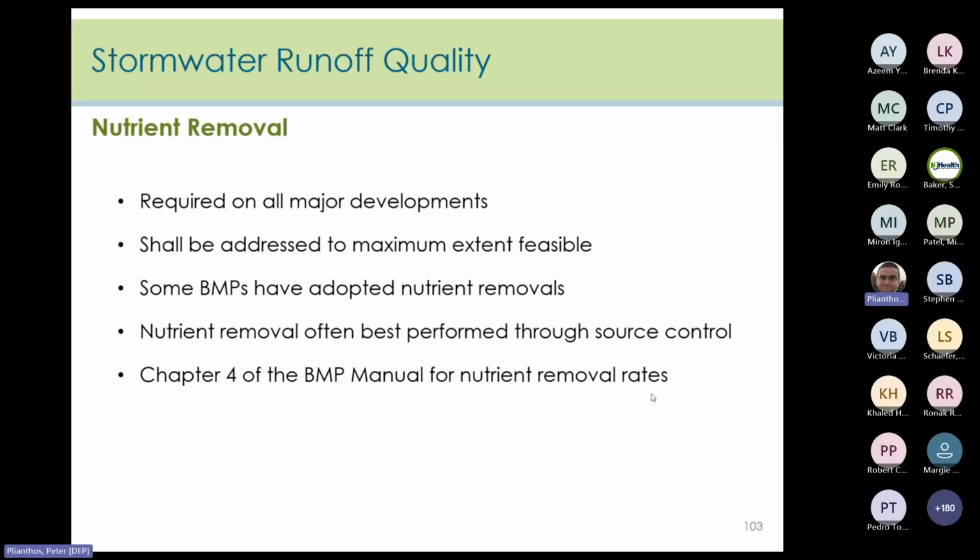As mentioned before, nutrient removal is required for all major developments and shall be addressed to the maximum extent feasible. Some BMPs have nutrient removal capabilities, but the best way to handle nutrient removal is by source control. Please refer to Chapter 4 of the BMP manual for nutrient removal rates.